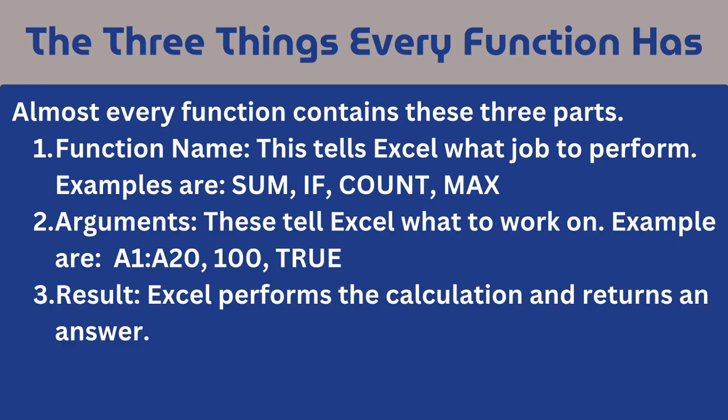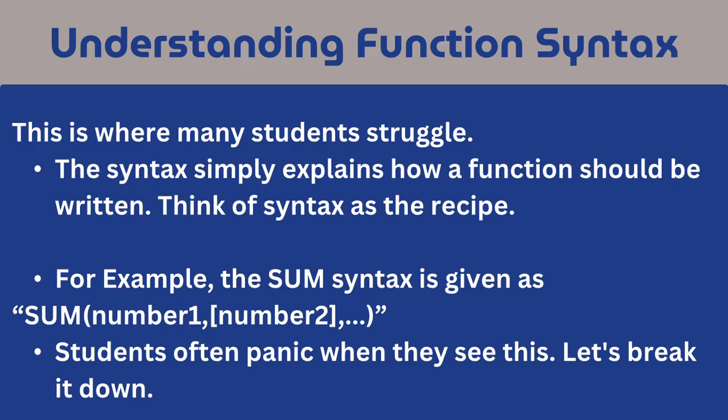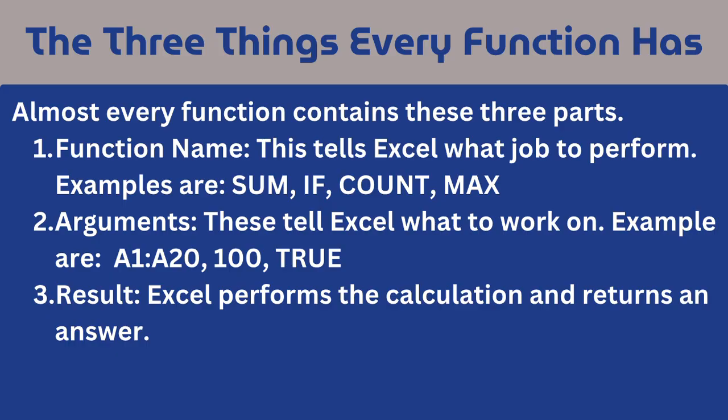The three things every function has. Almost every function contains these three parts. Number one, the function name. This is the first part you must see in the function, and this tells Excel what job to perform. Examples are SUM, IF, COUNT, MAX. These are various names of functions in Excel.